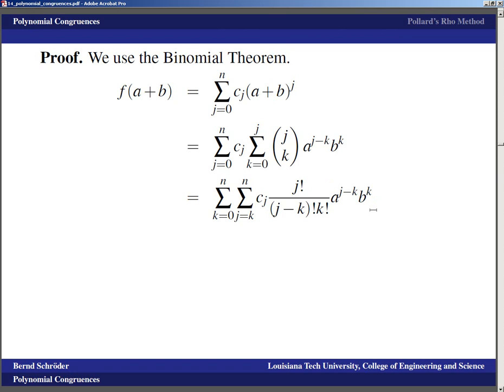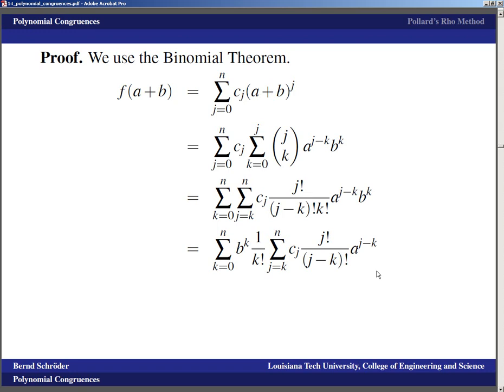Now this sum is a sum over j, which means stuff that only depends on k, or stuff that doesn't depend on j, can be pulled out. So this is the sum k equals 0 to n of b to the k, 1 over k factorial, times the rest: sum j equals k to the n, here's the c_j, here's the j factorial over j minus k factorial, and here's the a to the j minus k. But here you realize that this is just the kth derivative of a to the j, it should be.